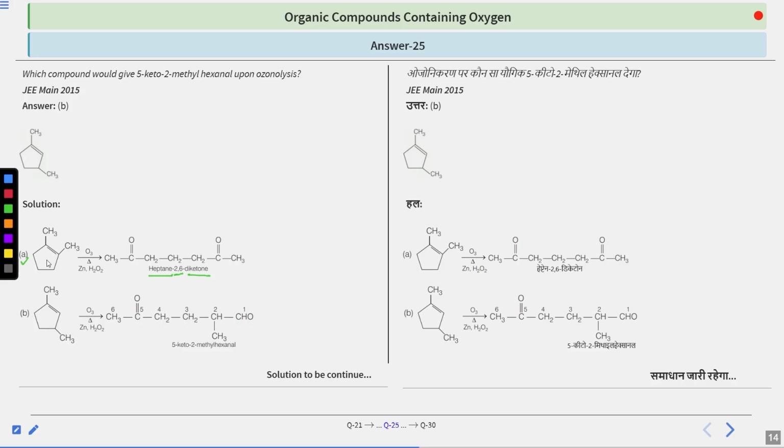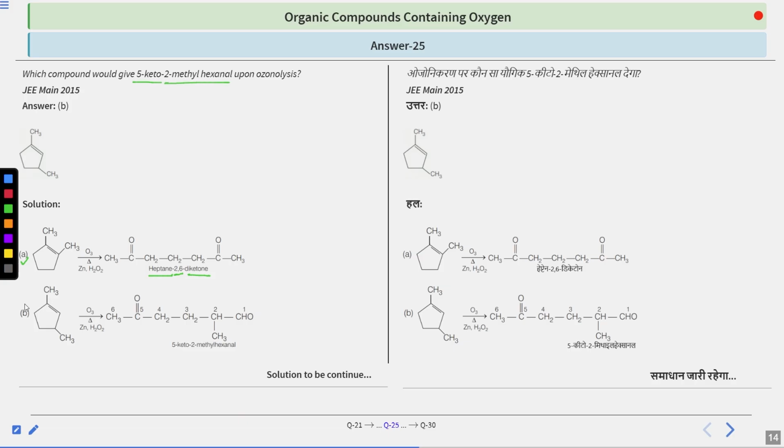This double bond will break. So you will get CH3 and this carbon, between which two carbons the double bond is forming, so double bond O will come on this carbon. The formula you will get is CH3 C double bond O CH2 CH2 CH2 C double bond O CH3, and if you name it, it will be heptane 2,6 diketone. But in the question you have asked about 5-keto 2-methyl hexanal.